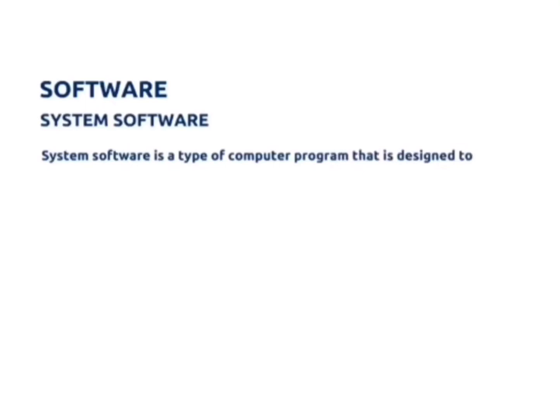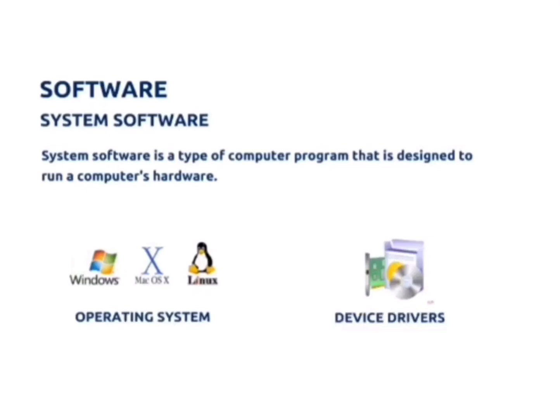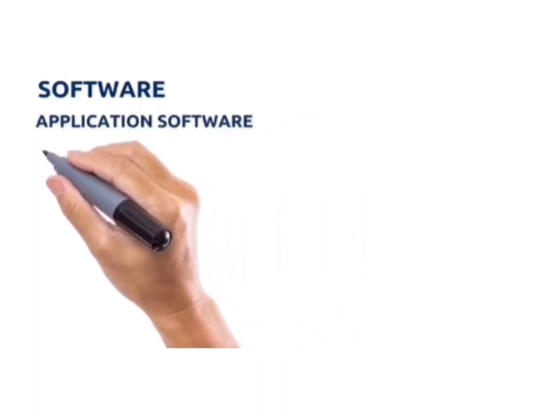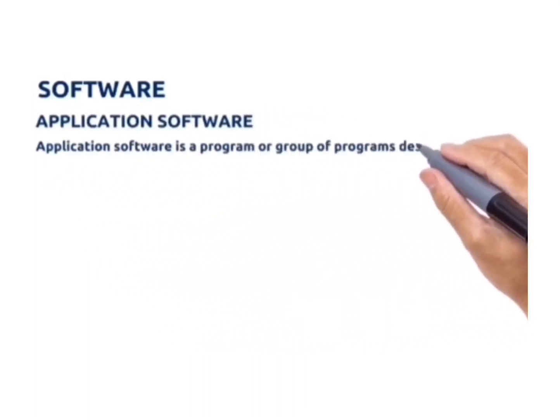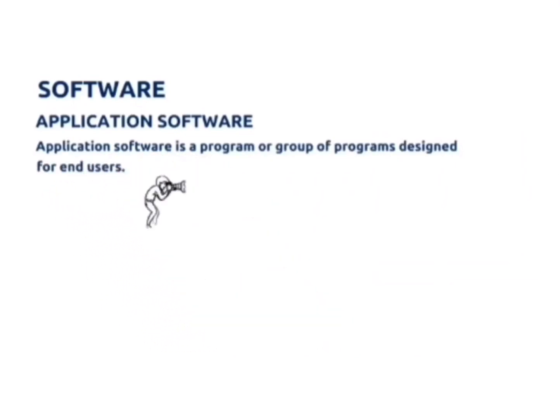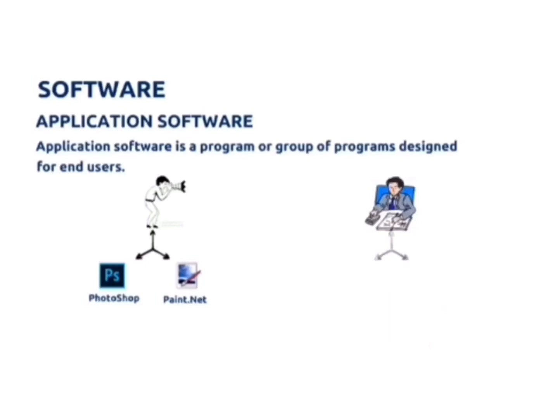System software. System software is a type of computer program that is designed to run computer hardware, like operating systems and device drivers. Operating systems like Windows, Mac OS and Linux. Now, application software. Application software is a program or group of programs designed for end users. What is an end user? That means the user of the product. Some examples are Photoshop, Paint.NET. You can take some general examples like Facebook, WhatsApp, Flipkart.